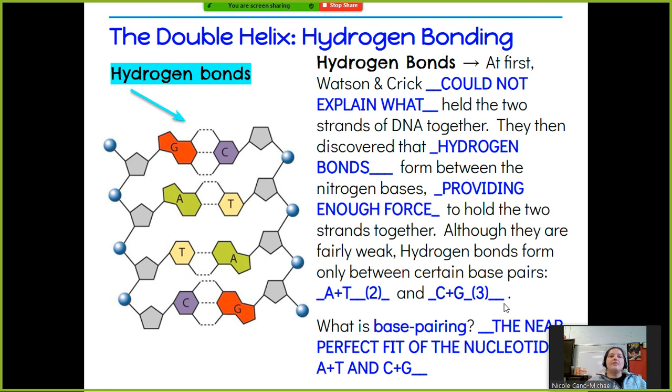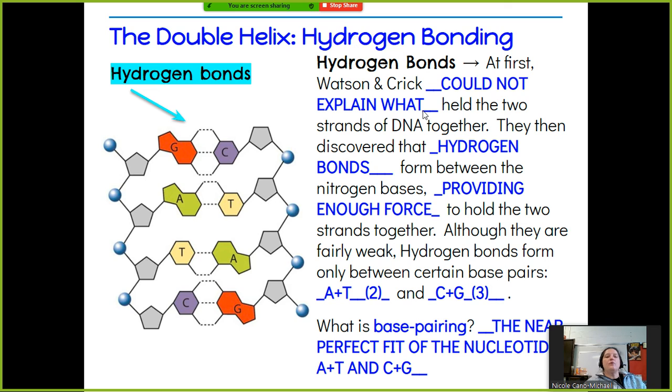Right, so double helix, hydrogen bonding. So first of all, Watson and Crick could not explain what held the DNA strands together, but then they discovered that it was hydrogen bonds forming between the nitrogen bases. This provided just enough force to hold the strands together. Now remember, we learned this before, hydrogen bonds are fairly weak. But they are, like I said, just enough force to hold these two sides of this ladder together.